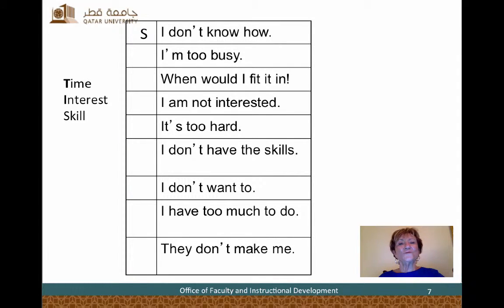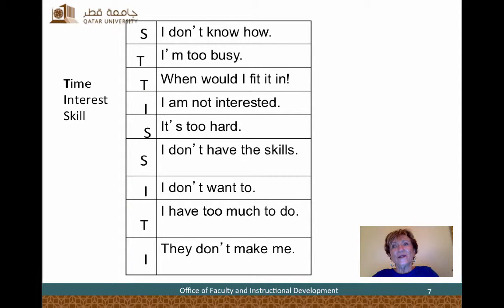Skills. I'm too busy. Time. When would I fit it in? Time. I'm not interested. Interest. It's too hard. Skill. I don't have the skills. Skills. I don't want to. Interest. I have too much to do. Time. They don't make me. Interest. So you can see that our data from all these different answers is beginning to fit a pattern, and themes are emerging by using this coding.